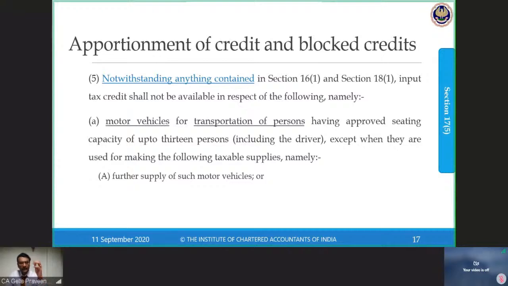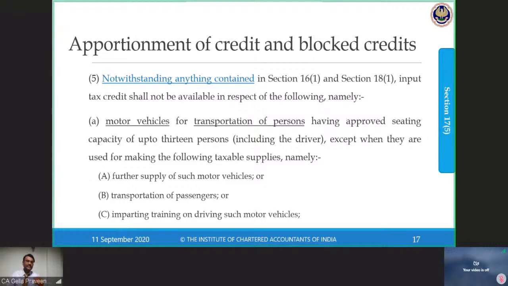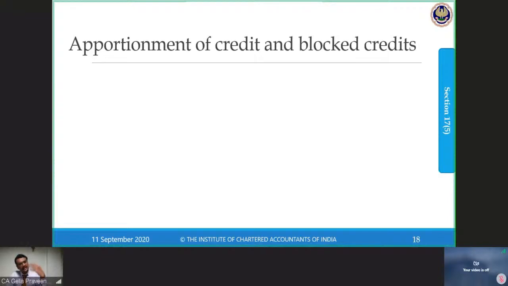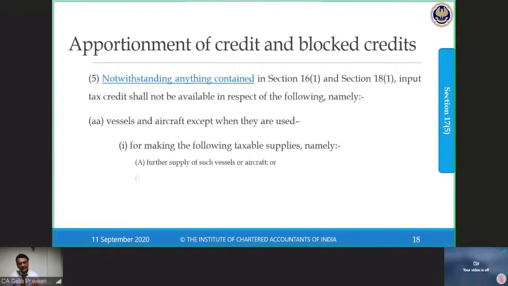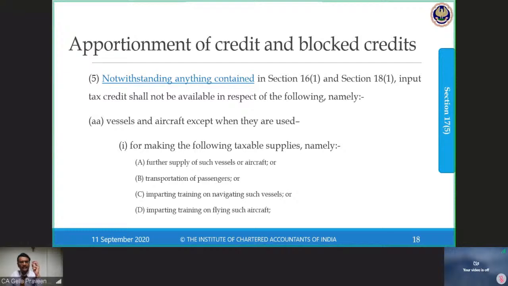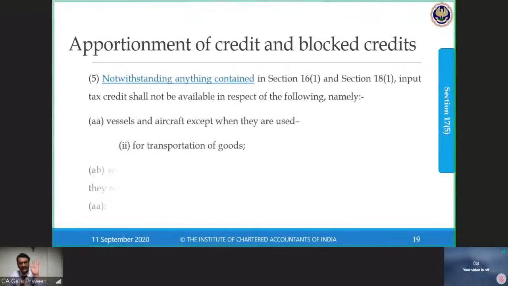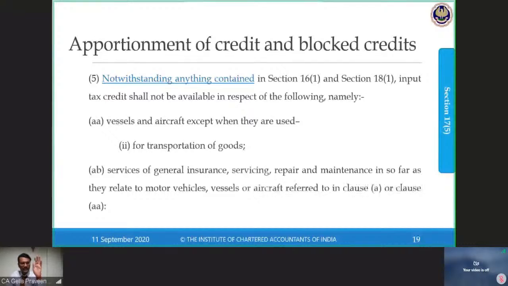When I am into the business of supply of motor vehicles, I buy and sell, then I can take ITC. Transportation of passengers, I am like VRL, I do the transportation activity, I can take the ITC. Imparting training skills, if I run a driving school, then I can take ITC. That is what it says. Vessels, if you are having a vessel, you cannot take ITC unless you are into making a supply of vessel, transportation of passengers, or imparting training skills, or used for flying of aircraft. Only for these cases, your vessels related ITC is available. Also, it says transportation of goods, you can take your ITC.